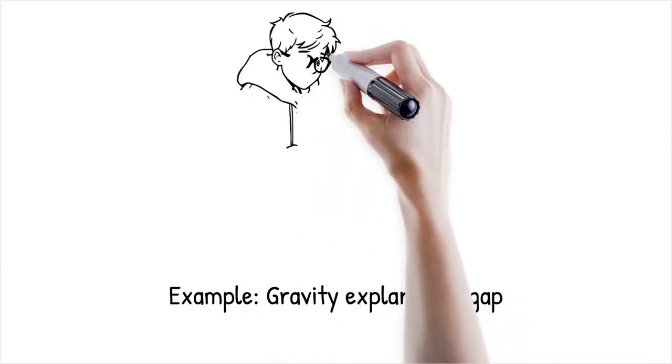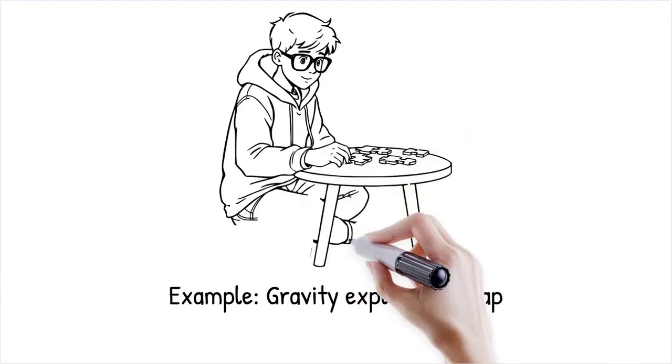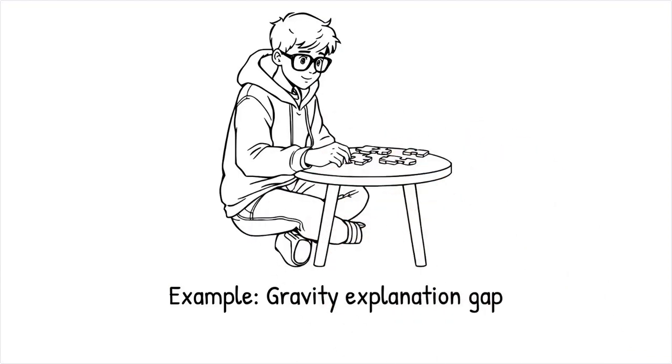If a student can't clearly explain why gravity causes an object to fall, they know to revisit that topic and seek additional resources or ask for help. It's like assembling a puzzle and finding missing pieces. Once you identify what's absent, you can look for the missing parts to complete the picture.